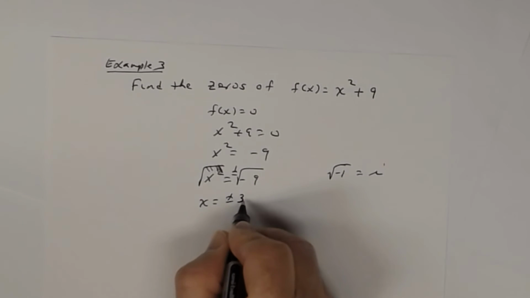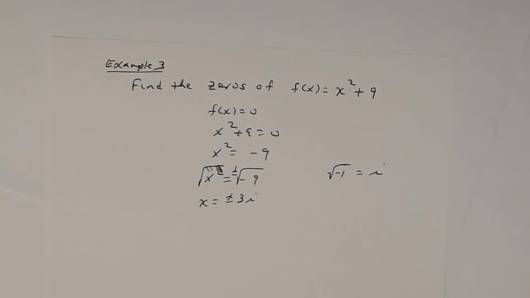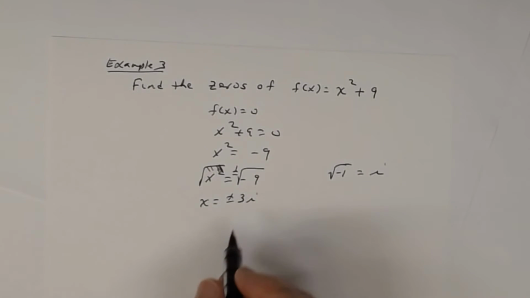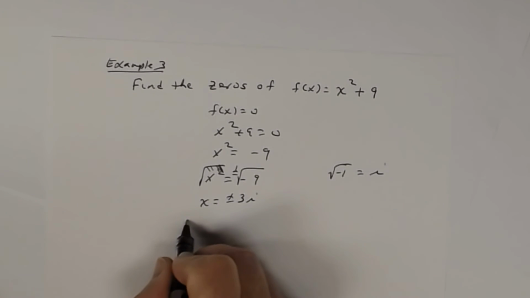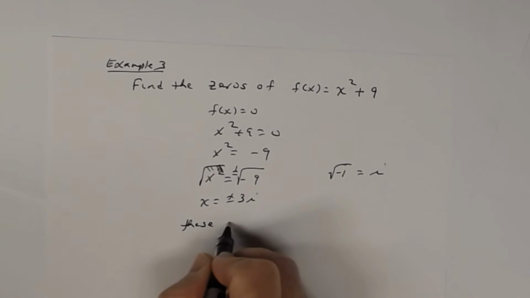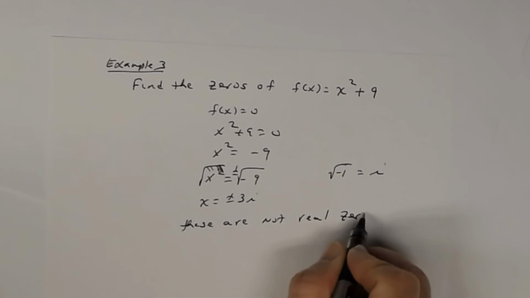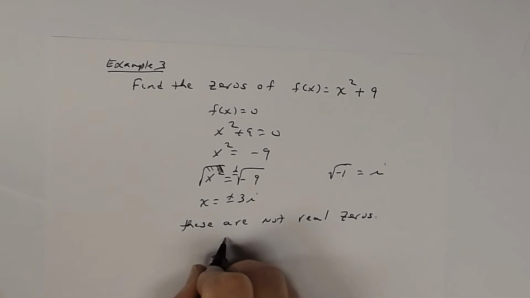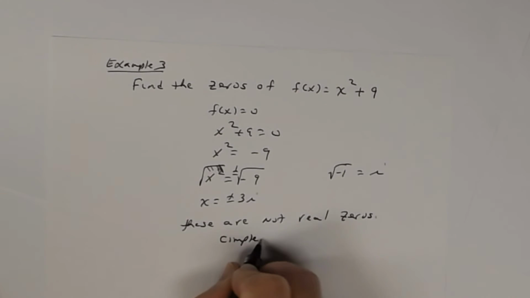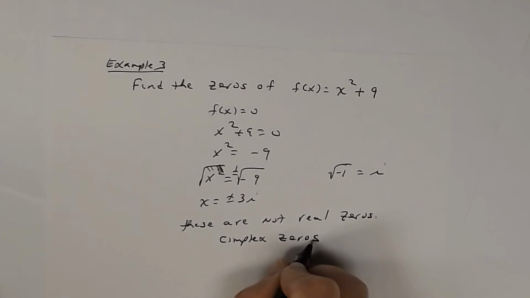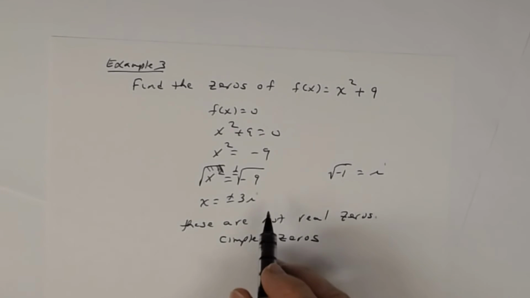So remember what this is. This is plus or minus 3i. So we have this complex number. Those are my zeros. They're not real numbers, so these are not real zeros. Okay, so remember these are complex zeros. You have that imaginary number i.